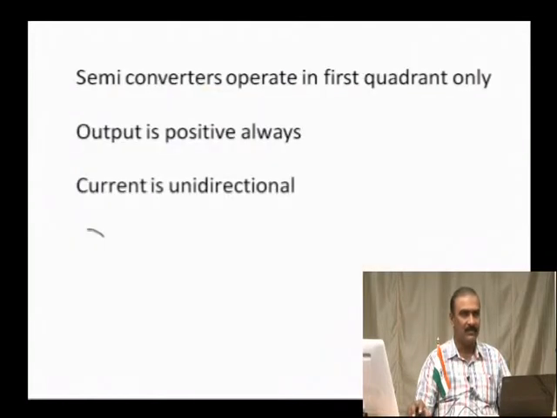Now, this is about semiconductor converters operating in the first quadrant only. First quadrant only, voltage and current both are positive, output power is always positive and current is unidirectional. So, these are semi converters, right.